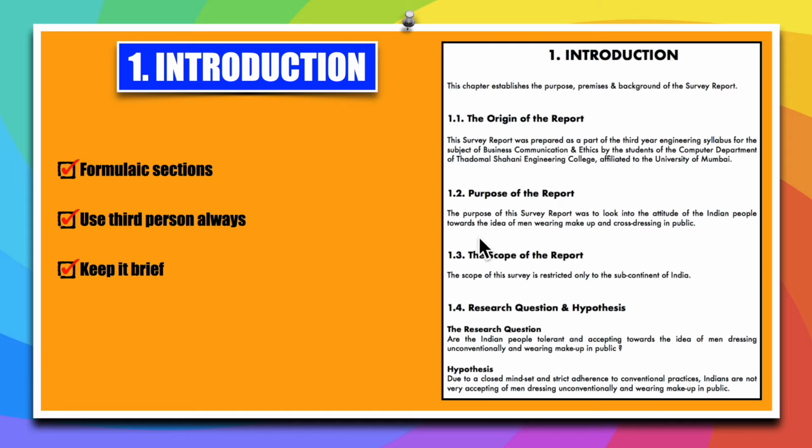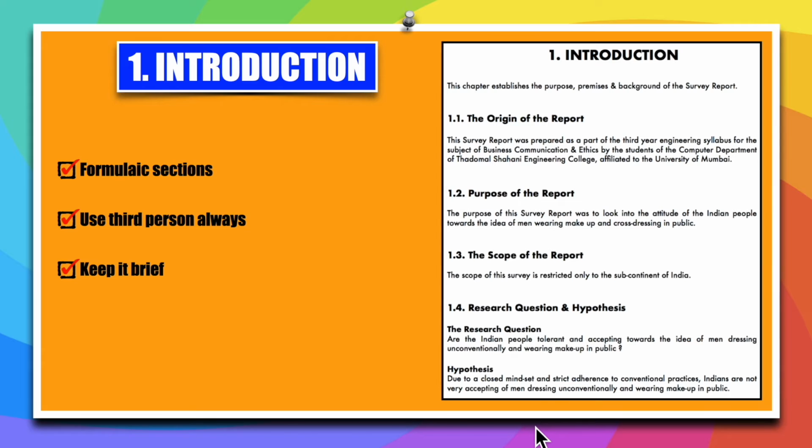The next subsection is the scope of the report, which talks about the coverage of the report. The scope of this survey is restricted only to the subcontinent of India. Now, the people who were surveyed were all from India, and hence the scope is limited only to India.